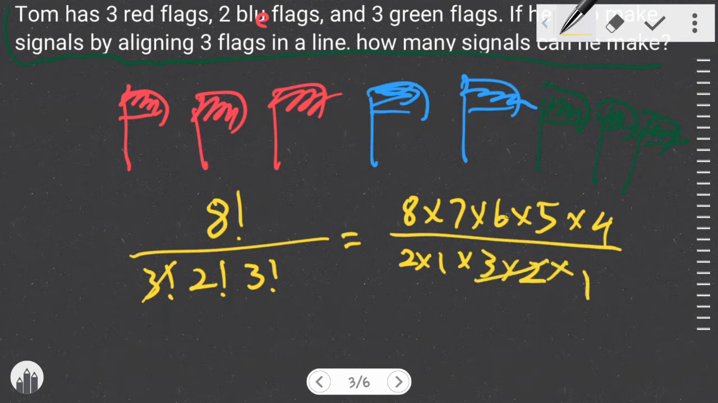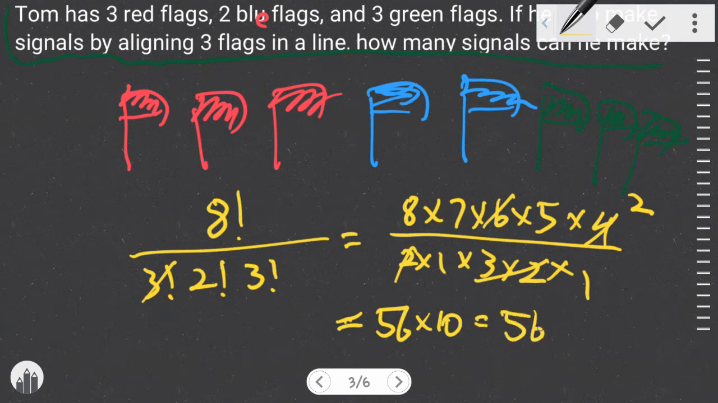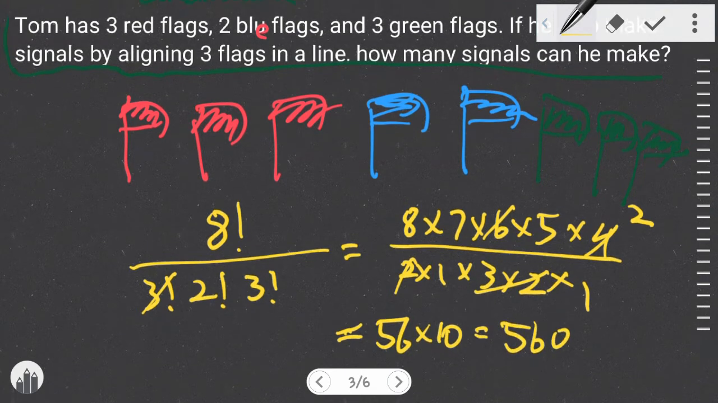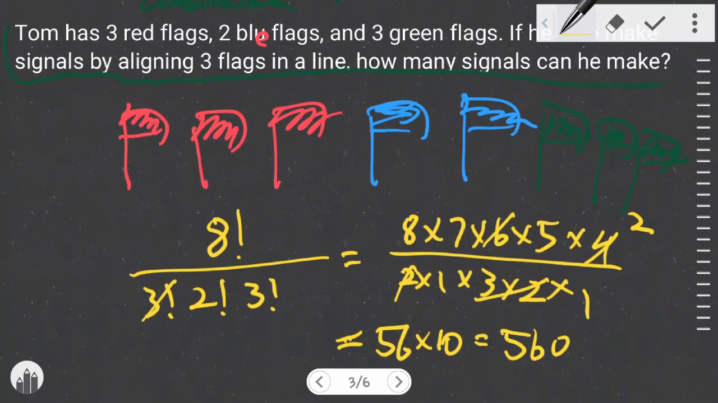So 3 times 2 is going to be cancelled out with 6. The 2 here is going to be cancelled out with 2. So we have 8 times 7 times 5 times 2. 8 times 7 is 56. 5 times 2 is 10. 56 times 10 equals 560. So we have 560 possible ways of choosing 3 flags out of 8.